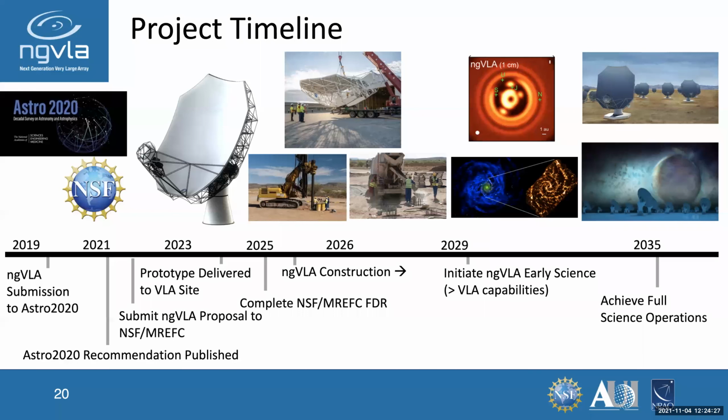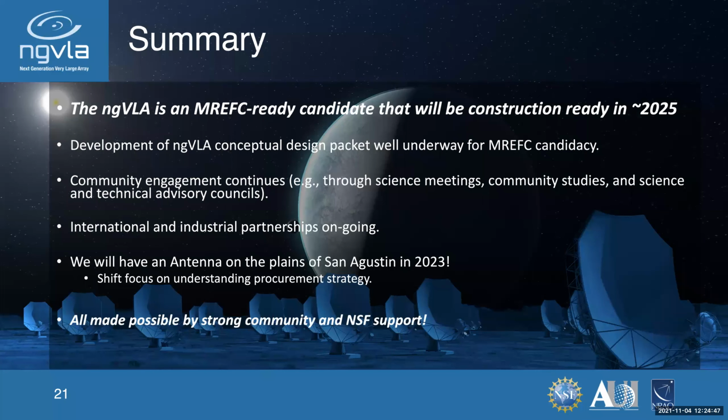In terms of project timeline, it's just exactly what I said. We're right now just getting word of the decadal review. A prototype should be on the plains of San Agustin in 2023. We want to be construction ready in 2025, early science operations sometime in 2029, and in the middle of next decade be fully operational. So to summarize, the ngVLA as it stands right now is an MREFC ready candidate that will be construction ready in 2025.